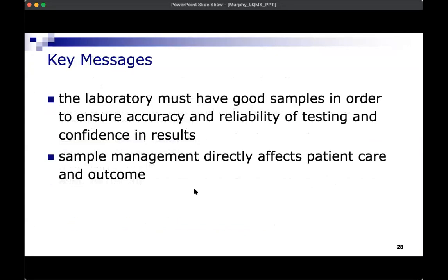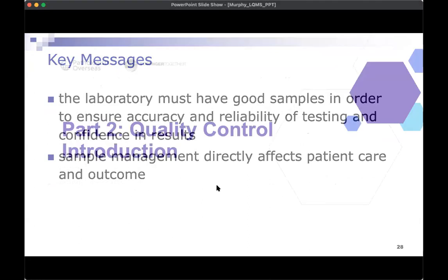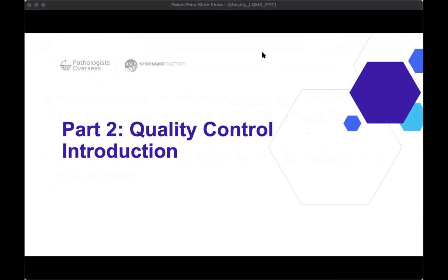And the key takeaway from this presentation is the laboratory must have good samples in order to ensure accuracy and reliability of testing and confidence in results. So sample management directly affects patient care and outcome. So that is the end of the first session, the sample management session.